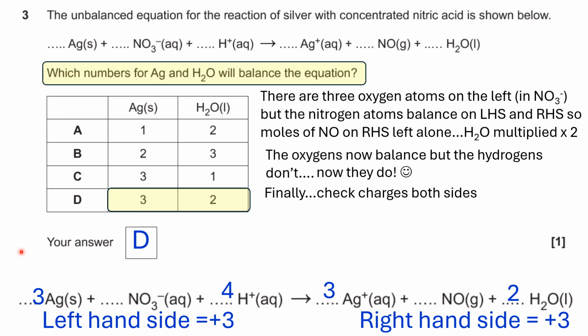Okay, hopefully this has been a useful look at this kind of question. It's quite a common one in OCR papers, so it's worth thinking about how it works and maybe trying and finding some new ones to practice on.